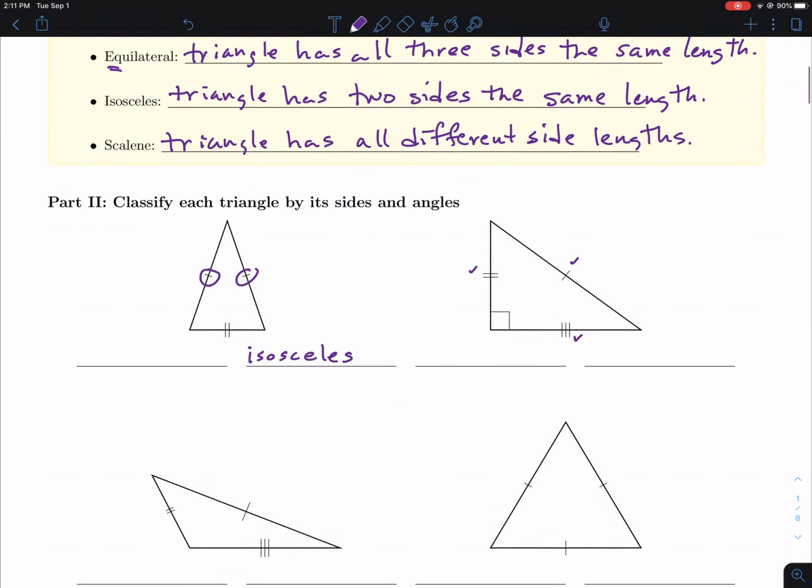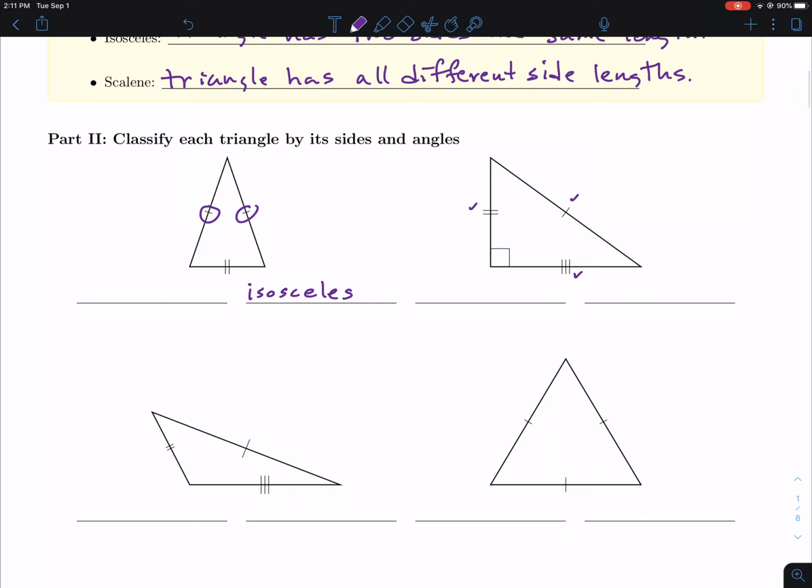And so what can I say about the angles? Are there any right angles? Definitely not. Are there any obtuse angles? Definitely not. So it appears all three angles are acute. So this would be considered an acute isosceles triangle.